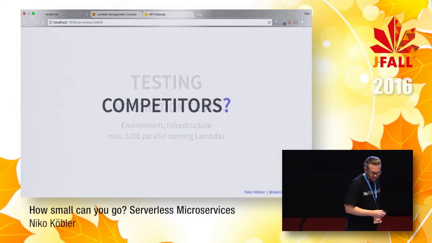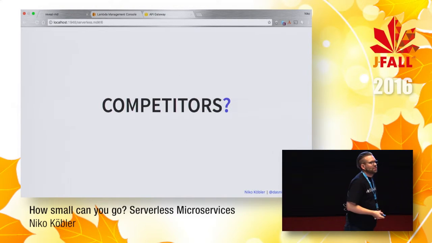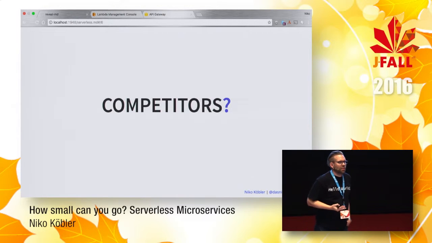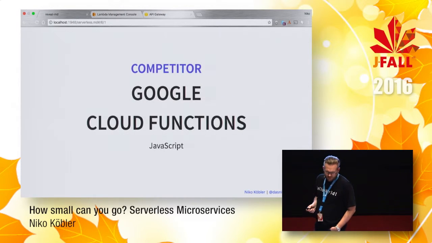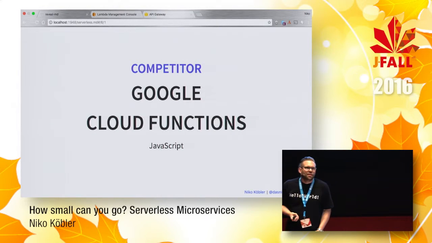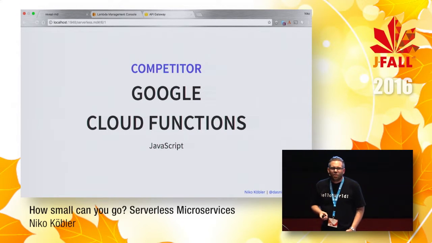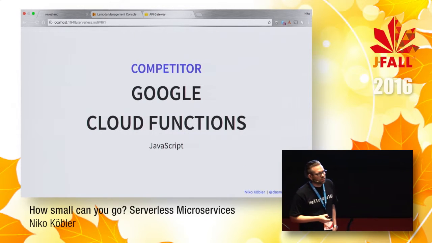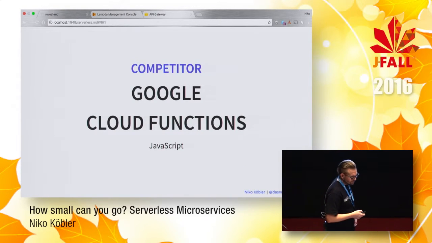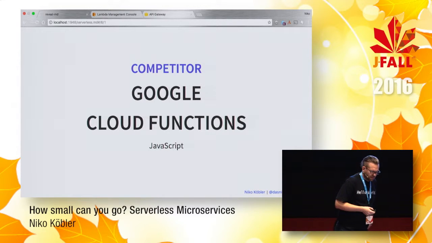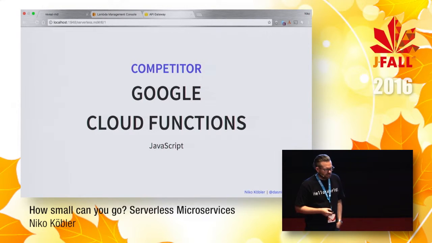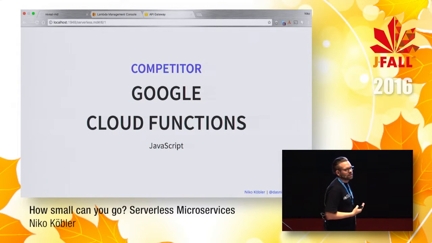Yeah. And what about competitors? Because not everybody wants to use Amazon Cloud. Of course, Google has a thing called Cloud Functions. Cloud Functions by now only support JavaScript, no other languages. I tested it once, and for me it feels a bit strange working with Cloud Functions because you have to set up very many things to get it running. For me, it was much easier to get started with Amazon.